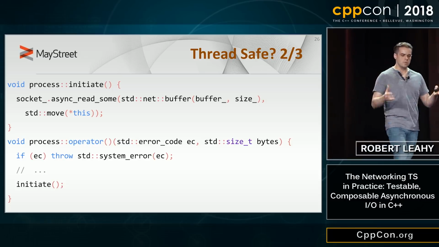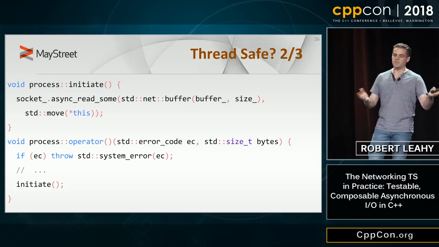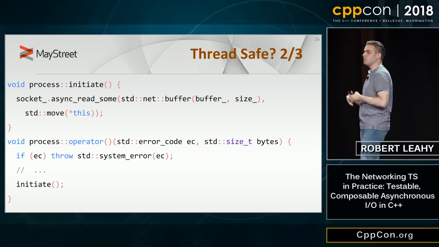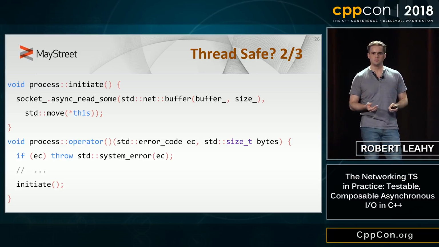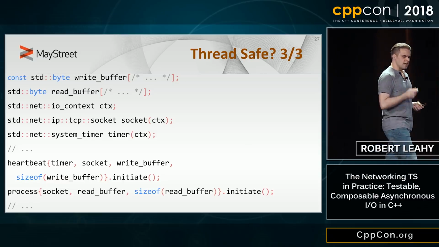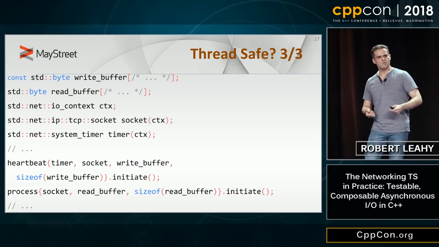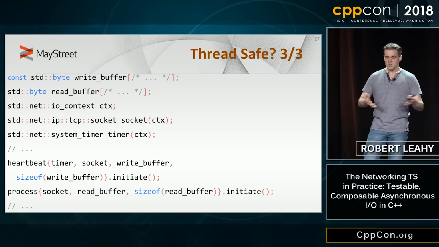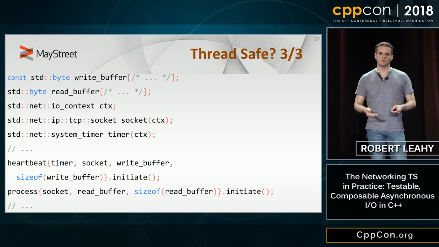Peering inside, we notice that when we initiate, we read from the socket into that buffer. And when the operation completes, we throw on error, and then we process those bytes, and then we initiate again. This is a typical read, process, read loop, which everyone who's ever written a server has seen before. It's not some exotic piece of code. So let's take a look here. Here's the code where we get things started. We've seen this before, except now rather than just kicking off a heartbeat loop on the socket, we kick off a process loop on the socket, which pretty much everyone who's ever written a network server is going to have seen before. But is this code thread safe?